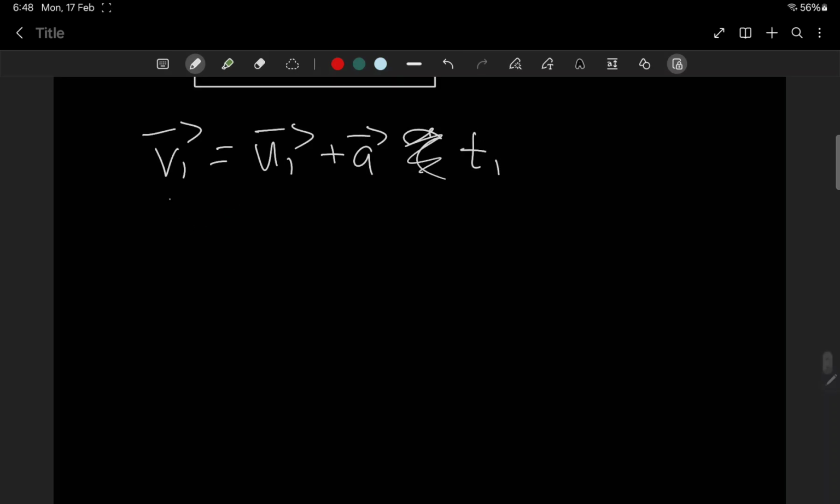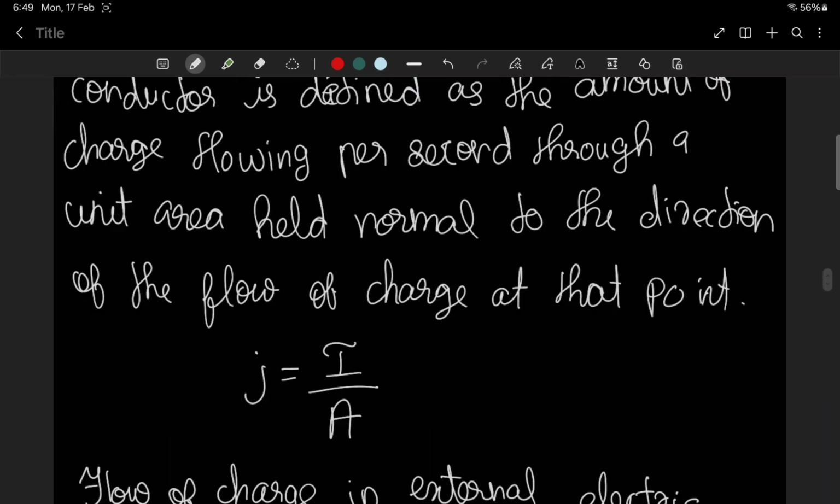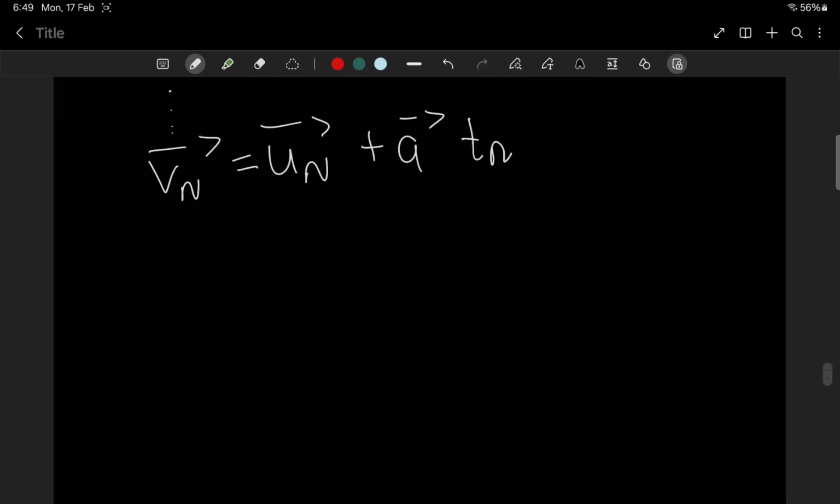If an electron having a random thermal velocity u1 accelerates for time t1, then v1 is equal to u1 plus a t1. Similarly, vn is equal to un plus a tn. Now the average velocity, the drift velocity Vd of all n electrons: what would be the average velocity? Add all velocities and divide by n.